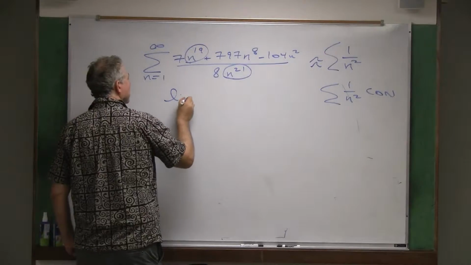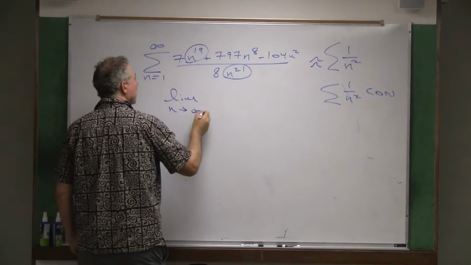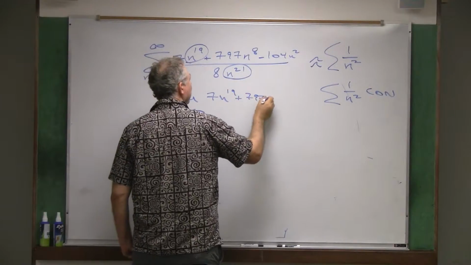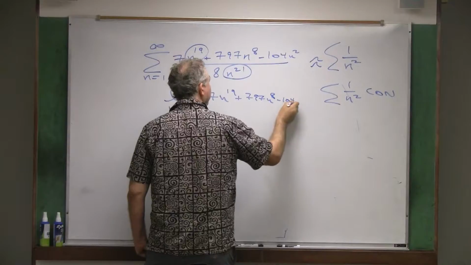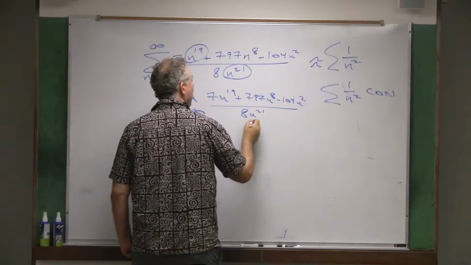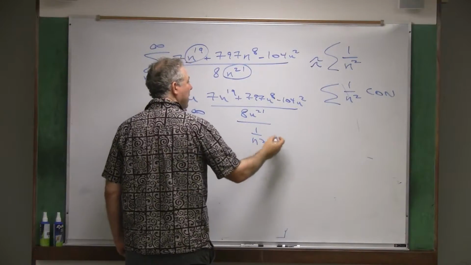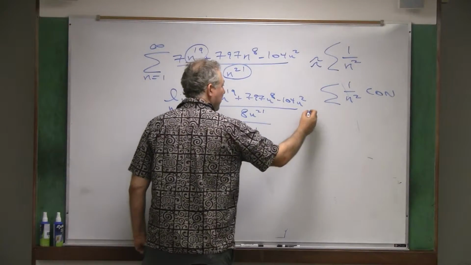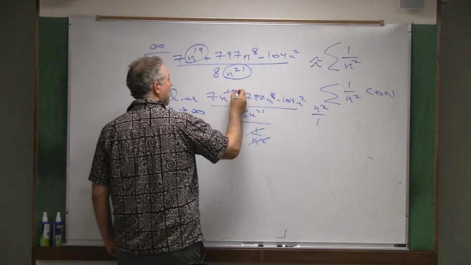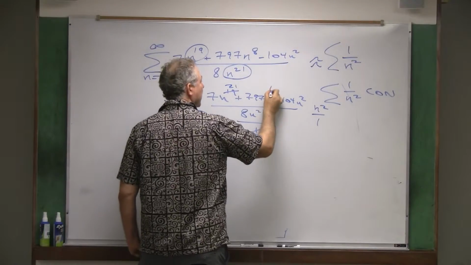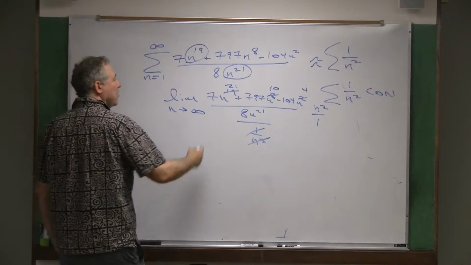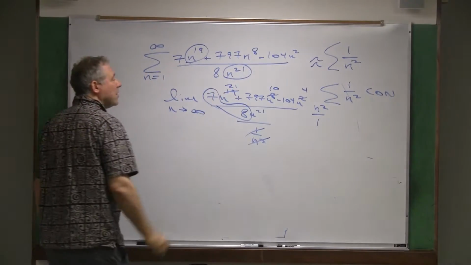Run your limit comparison test, take the limit as n goes to infinity of 7n to the 19 plus all this stuff, and 8n to the 21. When you divide by the 1 over n squared, it's going to flip, so it's going to be an n squared over 1. And then this is going to become a 21, this will become a 10, and this will become a 4. But then you know that it's 7/8 from Calc 1.